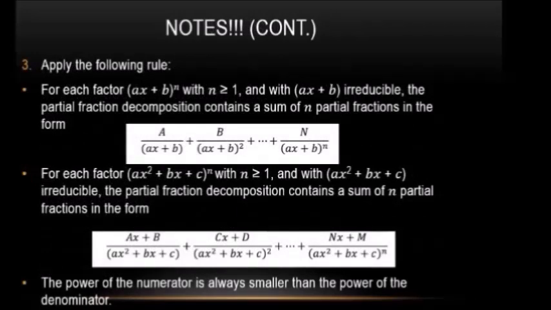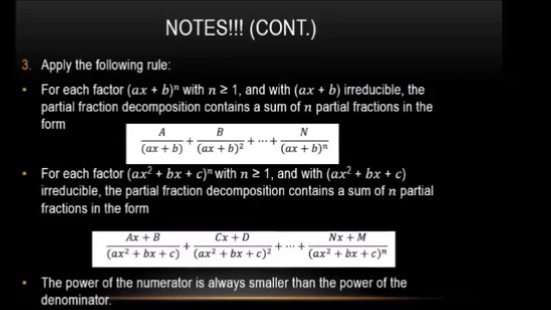Number 3 is also very important. We need to apply the following rules. For each factor of the quantity ax plus b to the n, with n greater than 1 and with ax plus b being irreducible, the partial fraction decomposition contains a sum of n partial fractions in the form of the following box, where you have A divided by the quantity ax plus b, up to the term divided by the quantity ax plus b to the nth power.